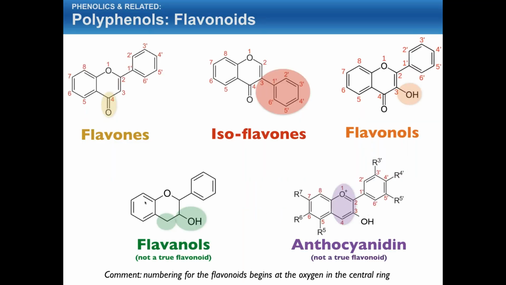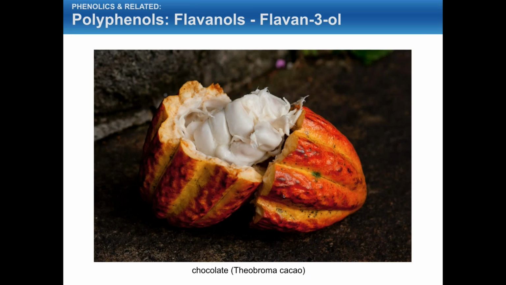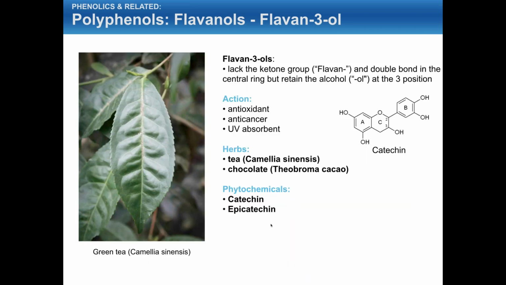Flavanols, so moving down to the bottom. These two, the flavanols and the anthocyanidins, they're not true flavonoids because they don't have the ketone group, okay? Chocolate and tea are two foods that are rich in flavanols, okay? There are things called flavan-3-ols, and the 3 refers to the position of where the OH group is attached to it.